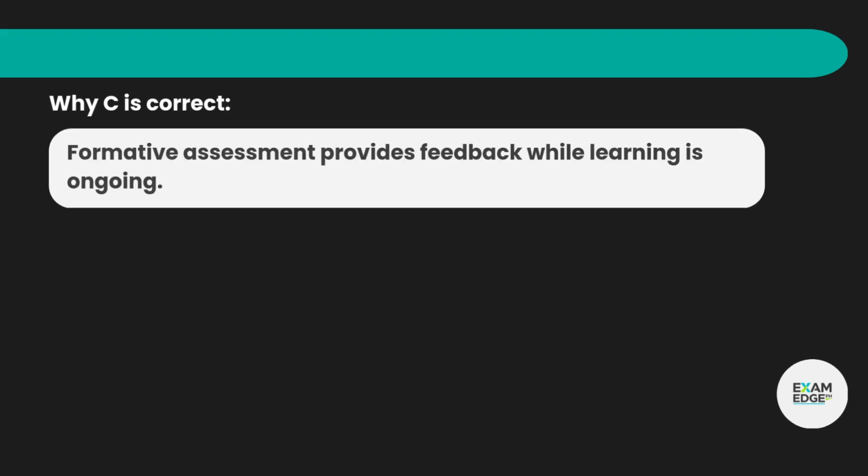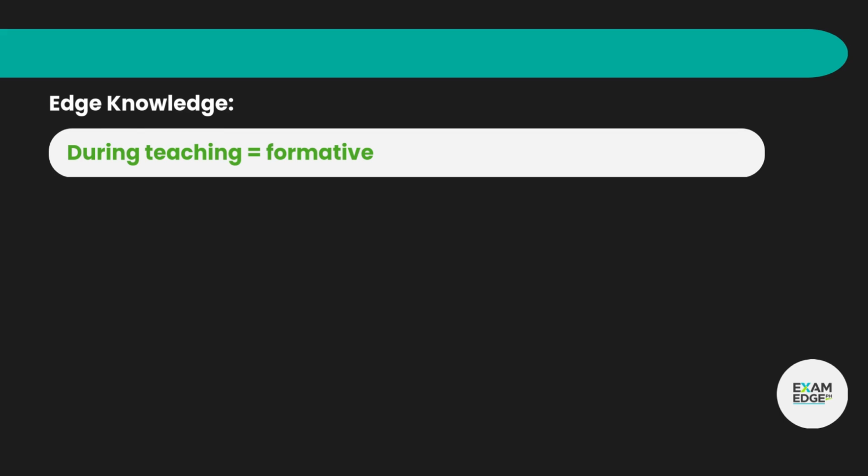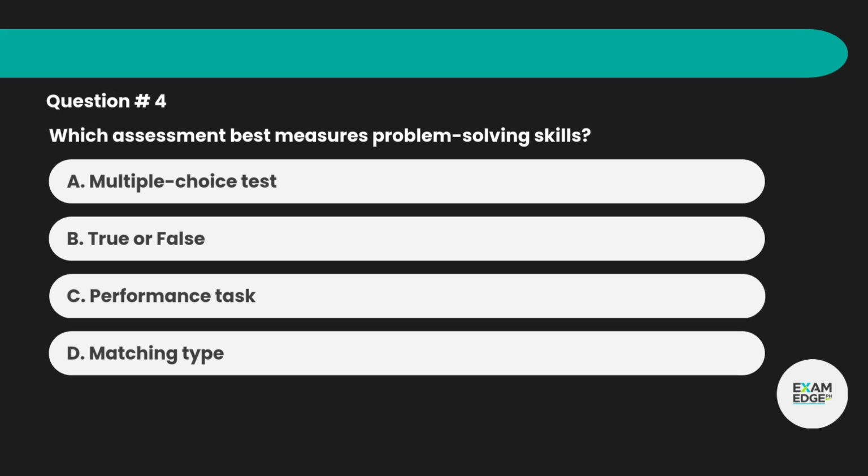Why C is correct? Formative assessment provides feedback while learning is ongoing. Why the others are wrong? A. After instruction. B. Before instruction. D. Compares students. Edge knowledge: during teaching equals formative.